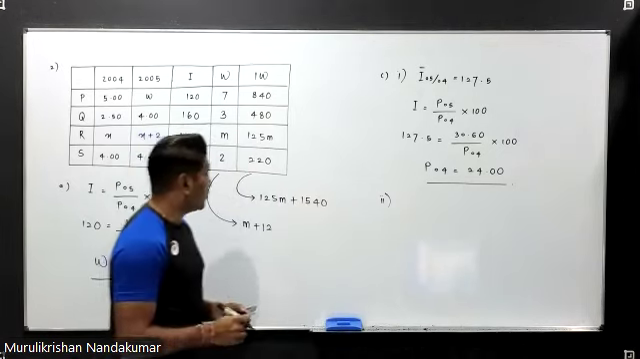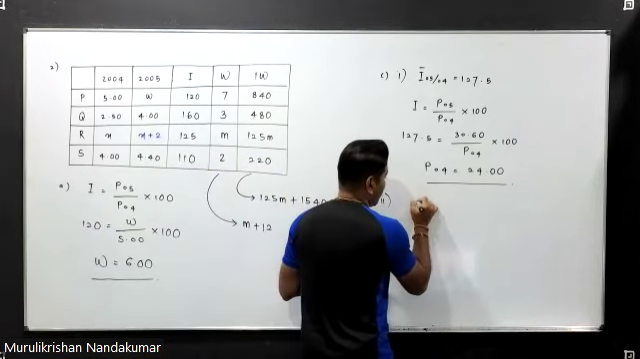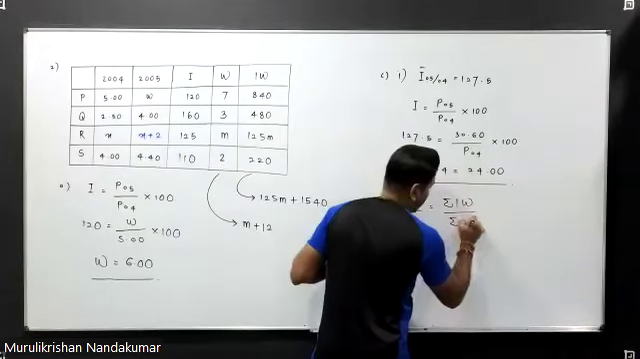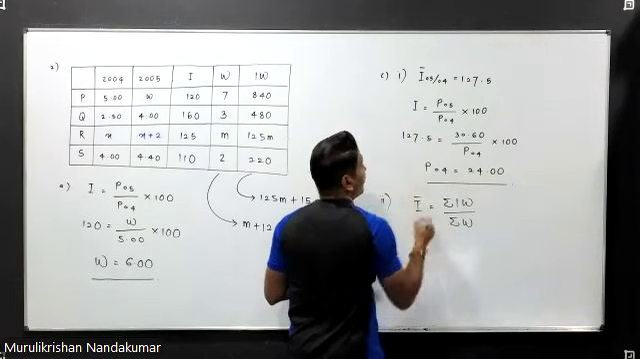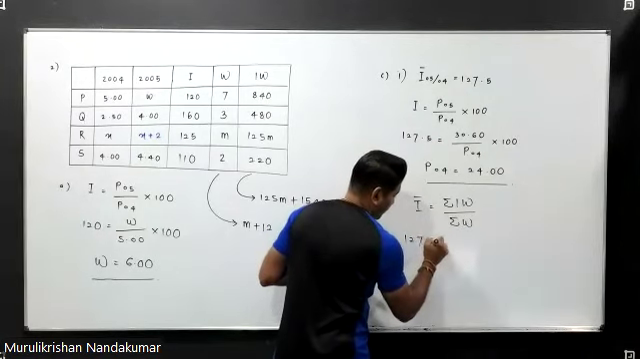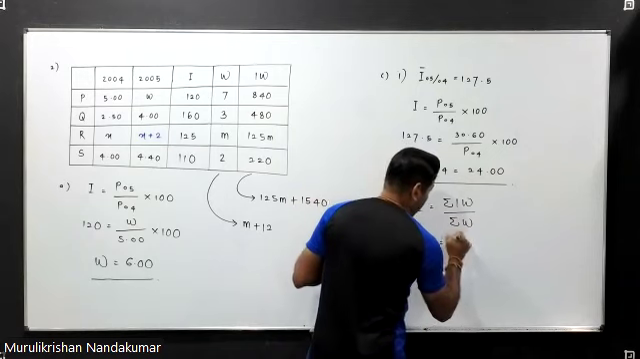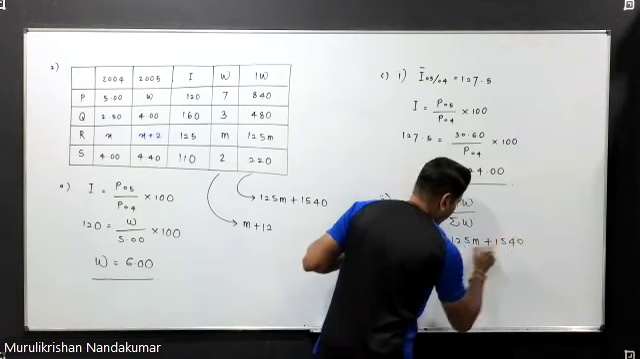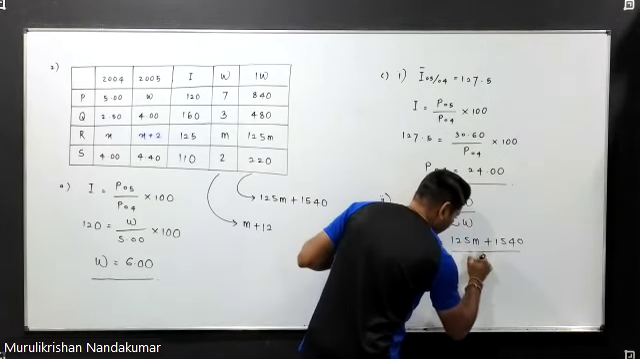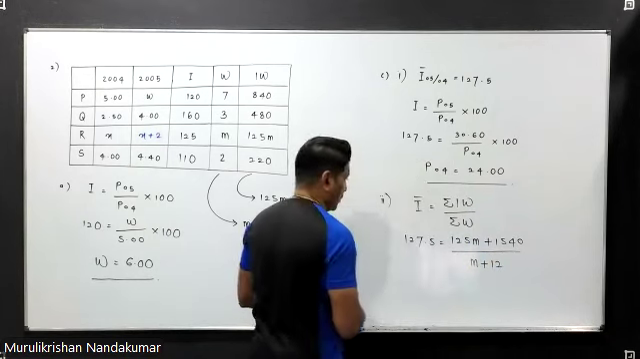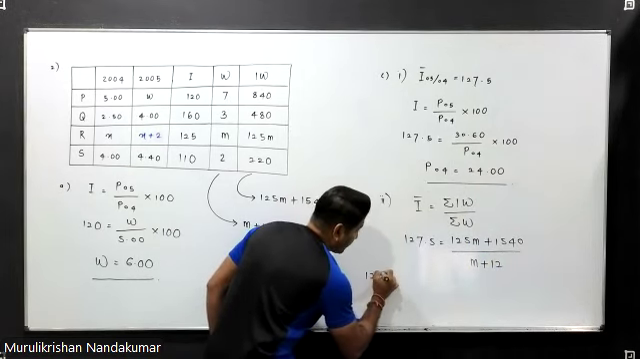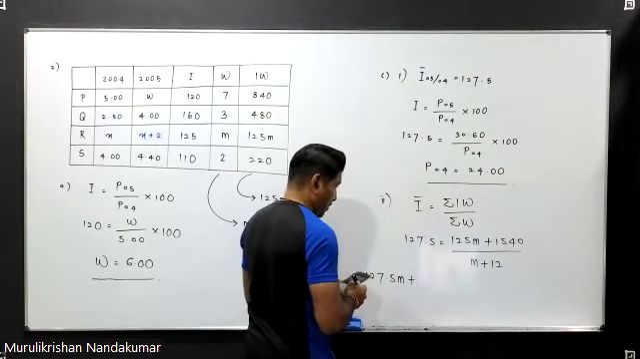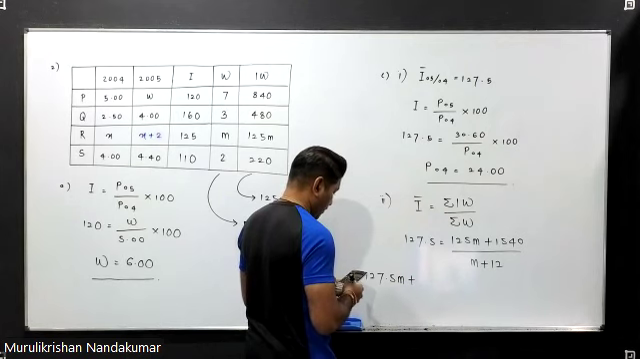Faham? So saya nak masukkan dalam saya punya formula. The composite index formula, sigma IW over sigma W. Okay, composite index is here 127.5. Sigma IW is 125 M plus 1540 over M plus 12. 127.5 times 12.